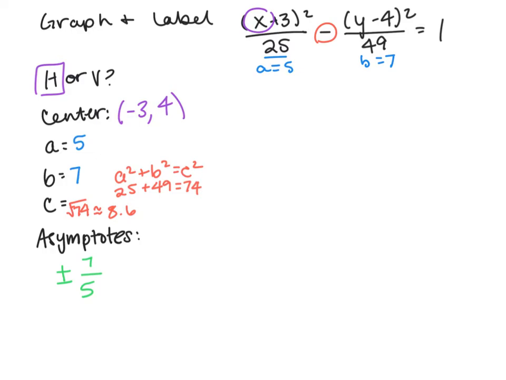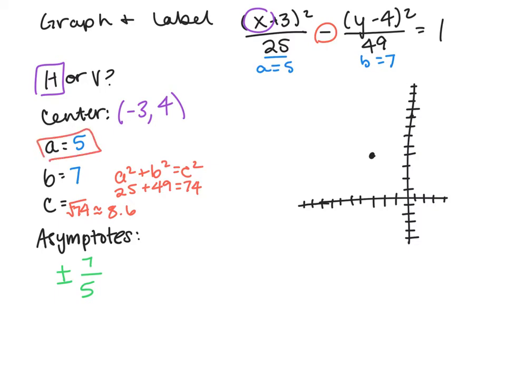So let's go ahead and start graphing this like we did in ellipse. We have our center at negative 3, 1, 2, 3, 4. So now this is a horizontal hyperbola, which means for our vertices, we're going to count left and right. Remember that a value that we're going to use is 5, so we count left 1, 2, 3, 4, 5, count right 5.